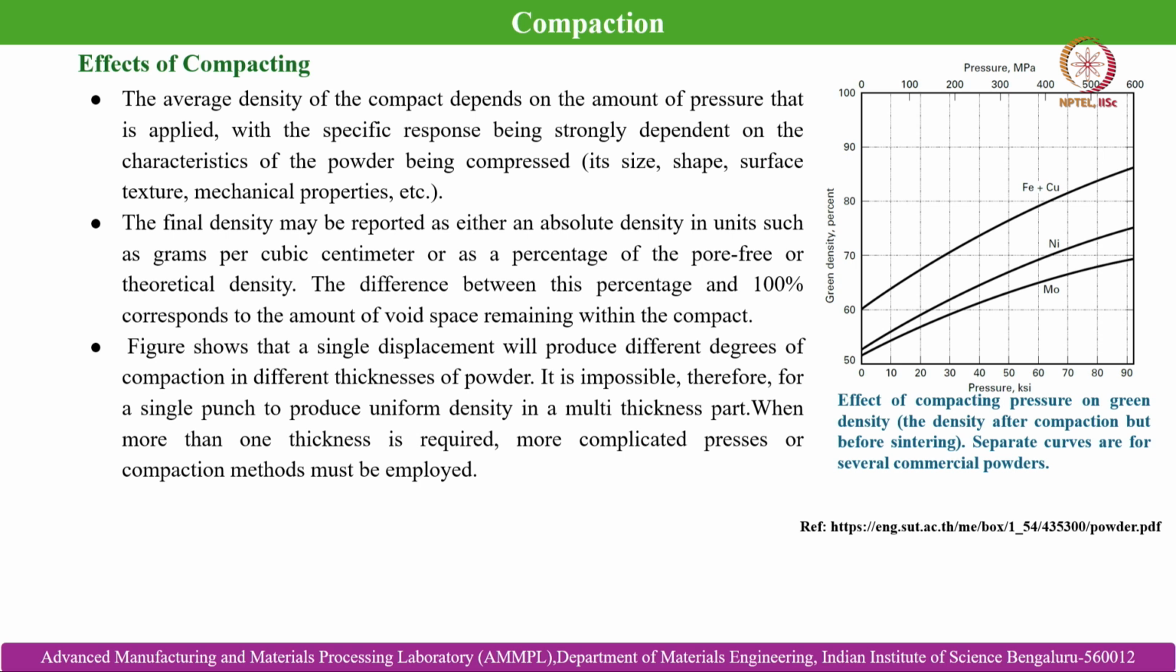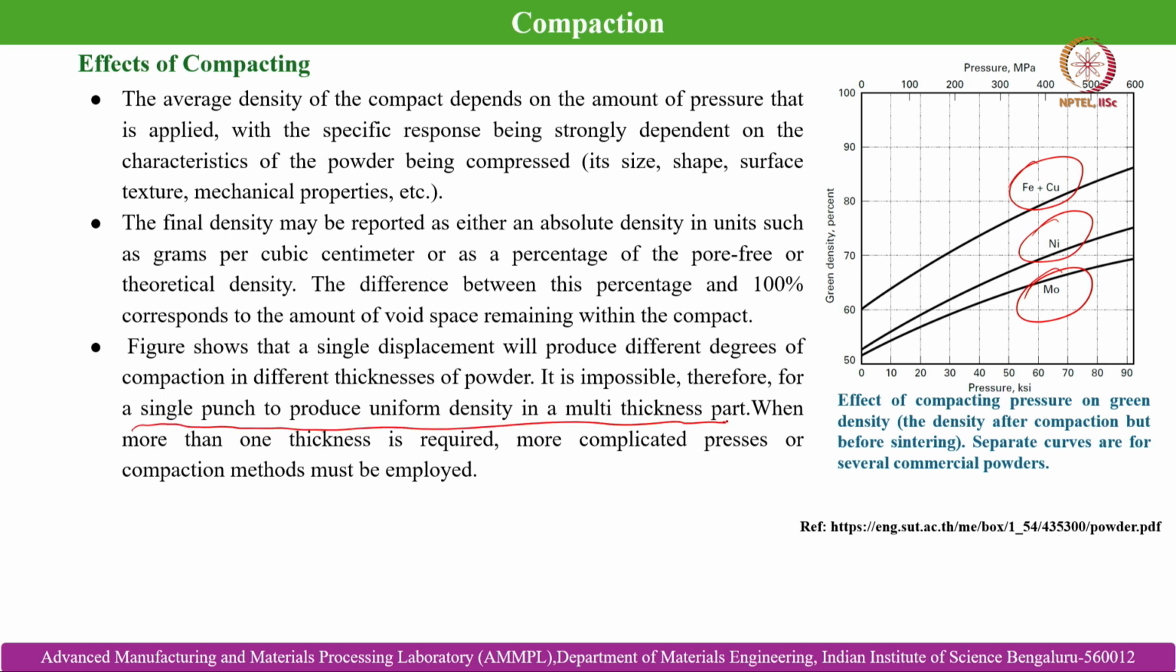This is true regardless of the material; the same kind of behavior we can observe for all different classes of materials. This is the figure which shows that a single displacement will produce different degrees of compaction in different thicknesses of powder. So, it is impossible for a single punch to produce uniform density in a multi thickness part. This is a point that is very important for you to understand.